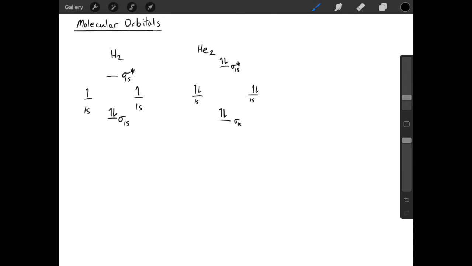Then we can look at lithium-2, Li2. Each lithium atom has 3 electrons, which means the Li2 molecule has 6, and again we fill from lowest to highest.